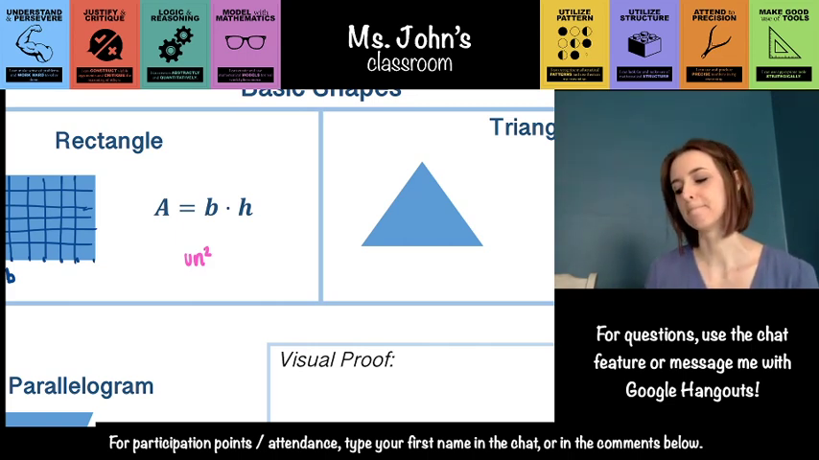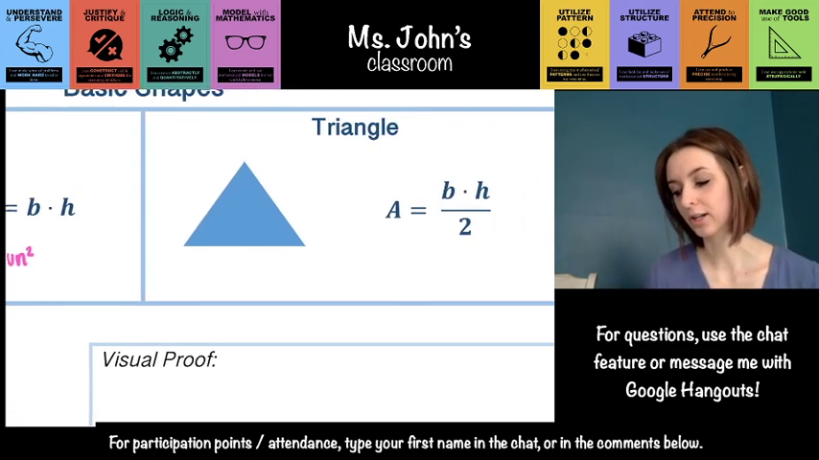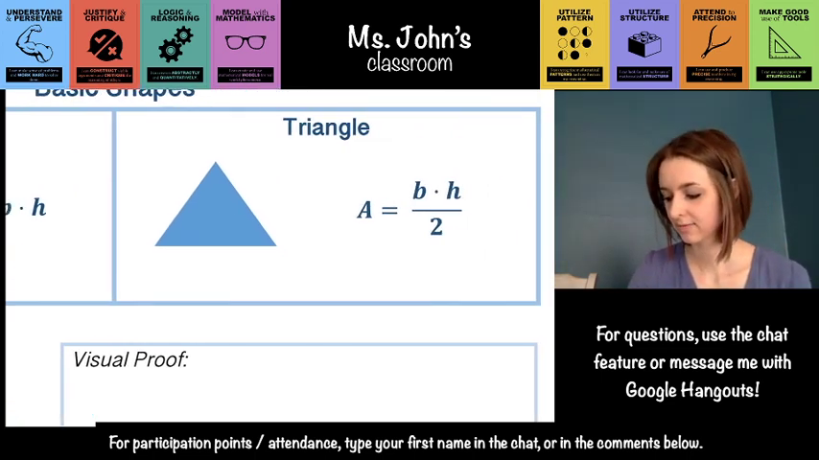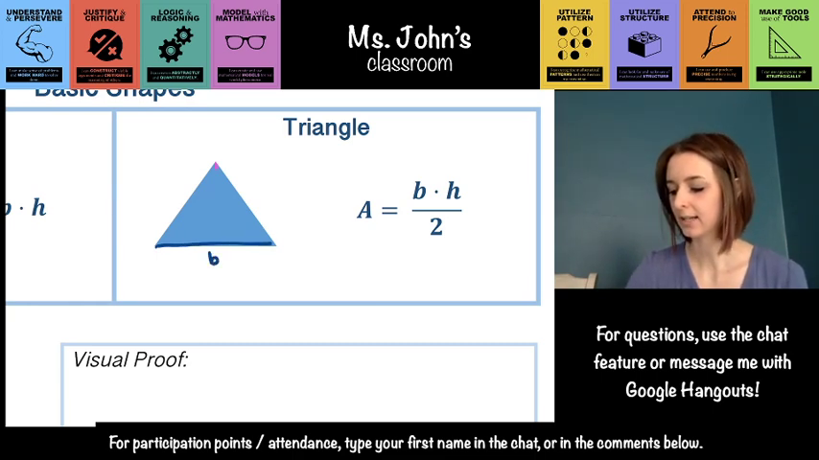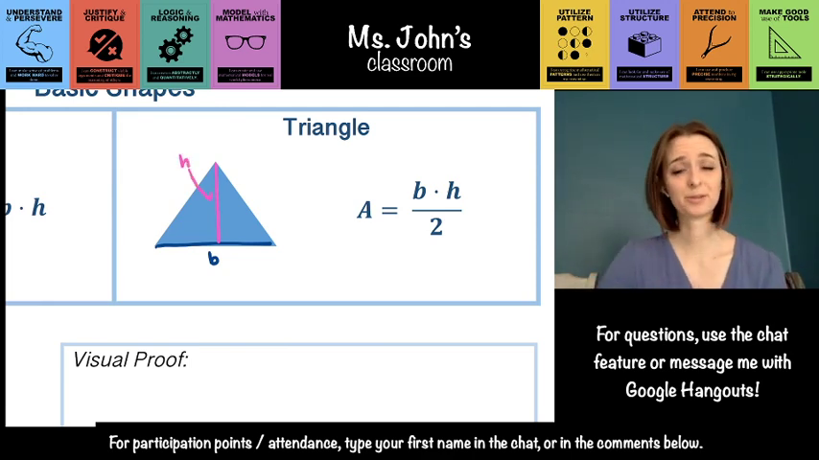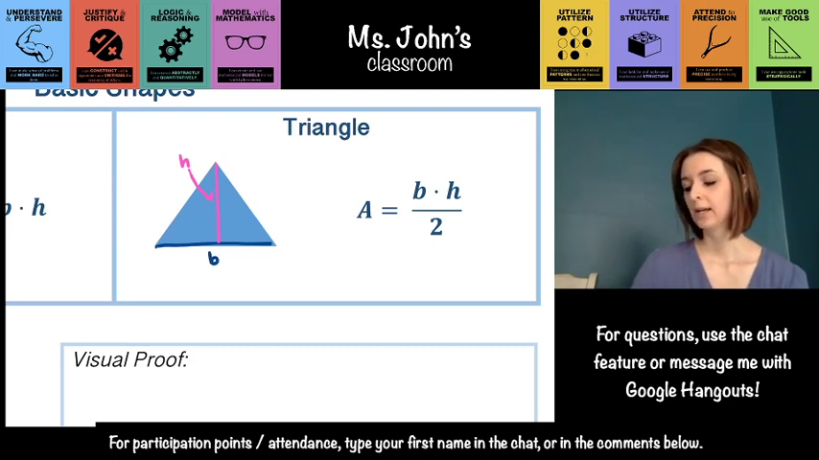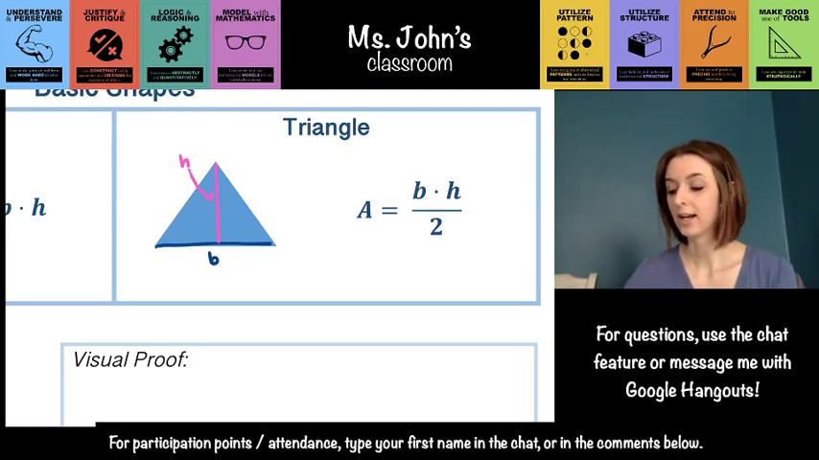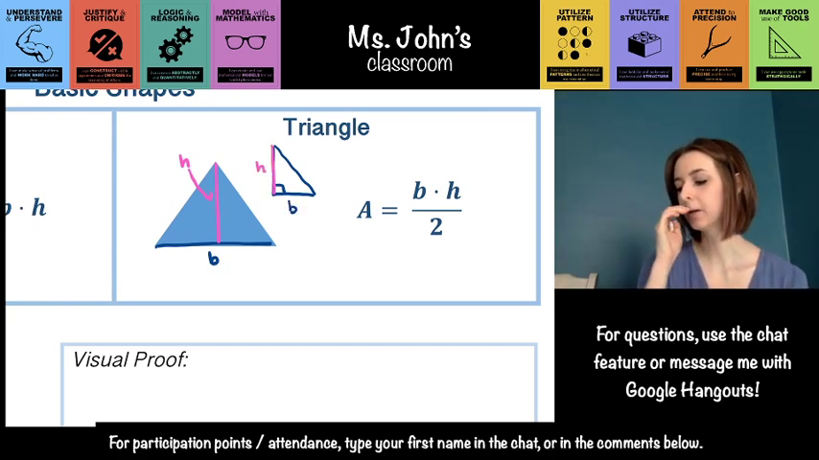But the formula for a triangle is the base, which again is the length along the bottom of the triangle, times the height, which is always the maximum height in the shape. And this works for any kind of triangle, including right triangles. In right triangles, though, the height ends up being one of the legs of the triangle, and the base is the other leg.